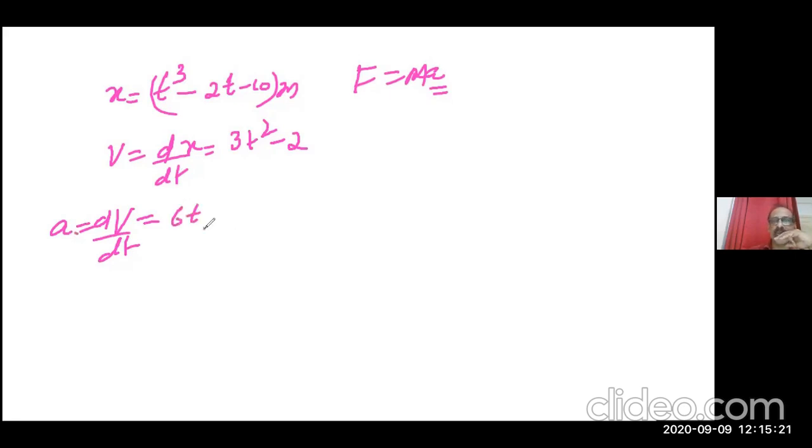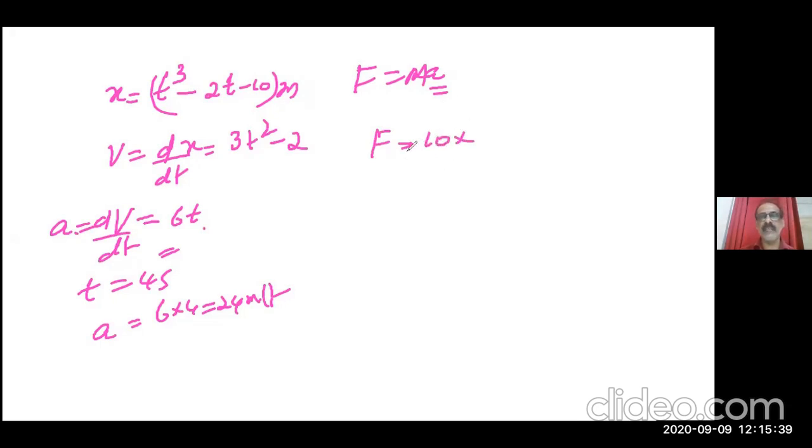So this is acceleration. We need it at 4 seconds. So when time is equal to 4 seconds, acceleration is 6 into 4, 24 meter per second squared. Then F is equal to ma, m is equal to 10 and acceleration is 24. So the answer is 240 Newton. B. Yes, sir.